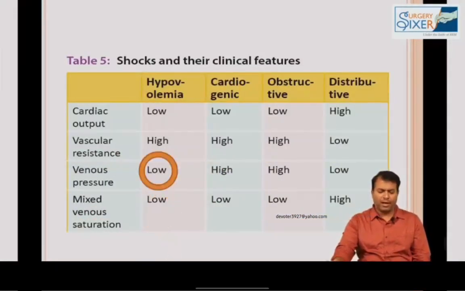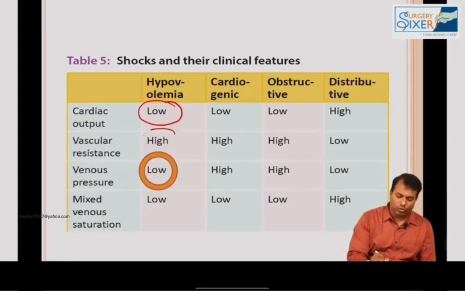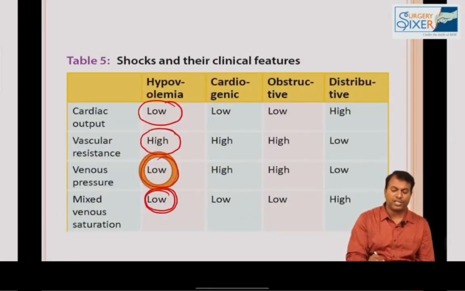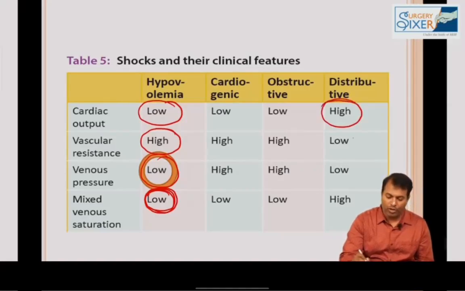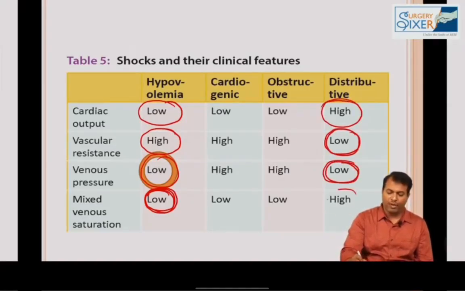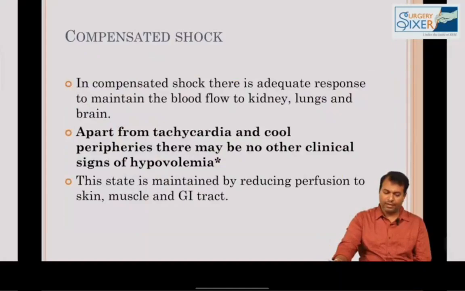And when you see the values, cardiac output is low in hypovolemic shock, vascular resistance is increased, venous pressure is low, mixed venous oxygen saturation is low. Similarly, in distributive shock, cardiac output is high, vascular resistance is low, venous pressure is low, MVOS is high. Okay. So all these points you should not forget in shock.